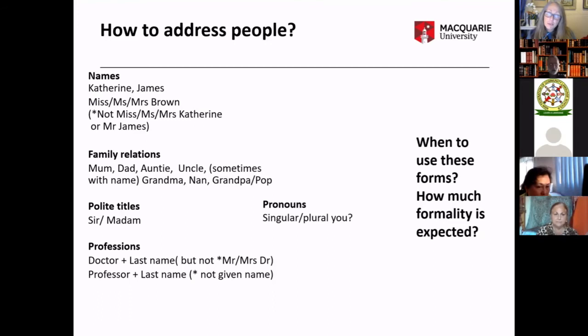For professions, we use doctor and the last name, but not Mr. or Mrs. Doctor. So in German, you can say Mr. Doctor, but in English, you can't. With a professor, you would say the professor and their last name, like Professor Jones, but not Professor Fred. It doesn't sound right.